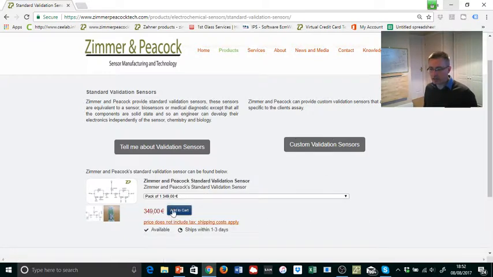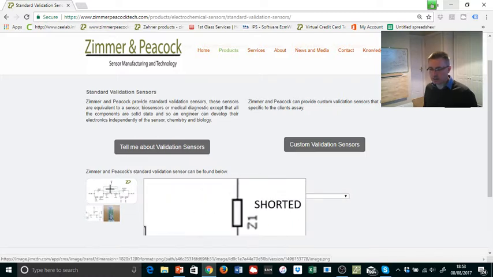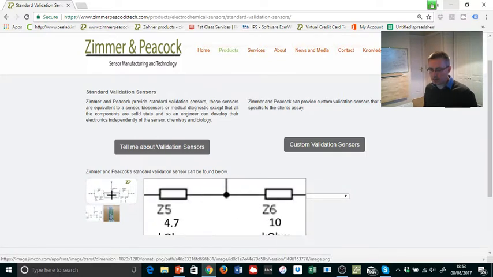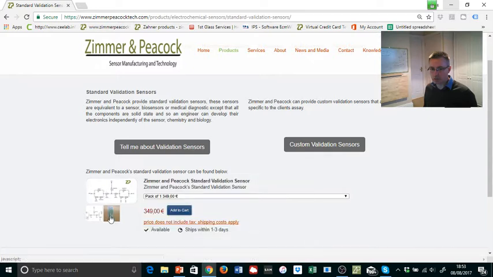And so we have a sort of standard sensor that we've put together. And there's some details about the circuit there and what it actually looks like here. And we sell them in packs of one or packs of five. But let me back up a little bit and talk about what actually a validation sensor is.